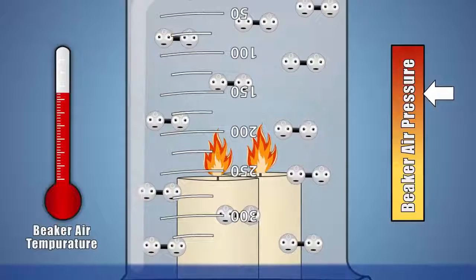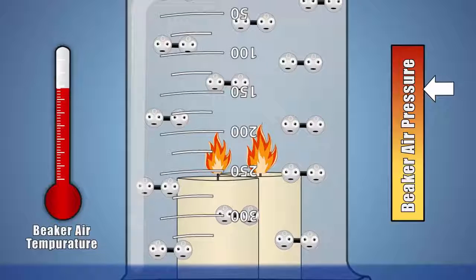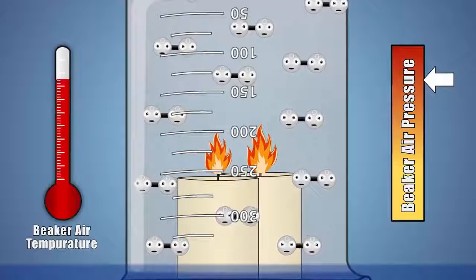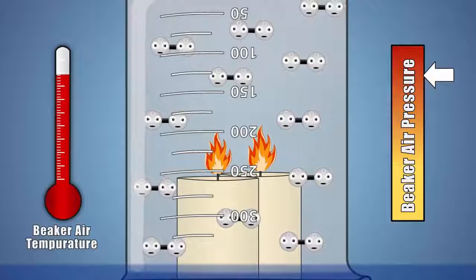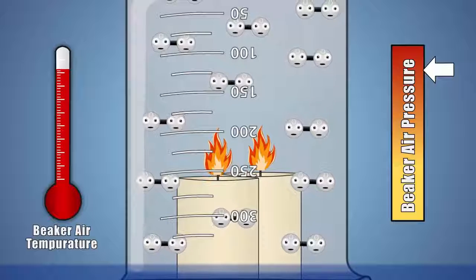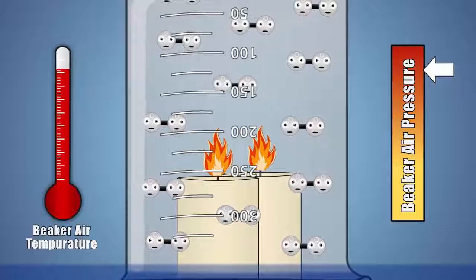This increase in air pressure under our beaker causes the water level under it to be pushed lower than the water level outside of it. The higher the temperature or the more energy the air molecules get, the more pressure will be created under our beaker. As the candle flames burn, they use some of the oxygen contained in the beaker for combustion.